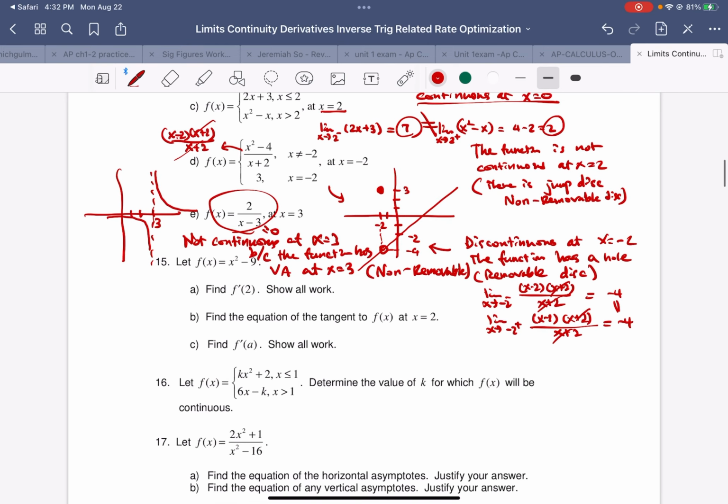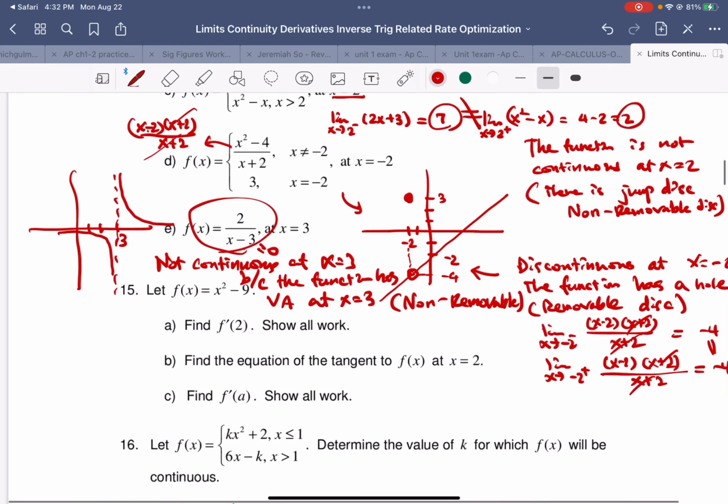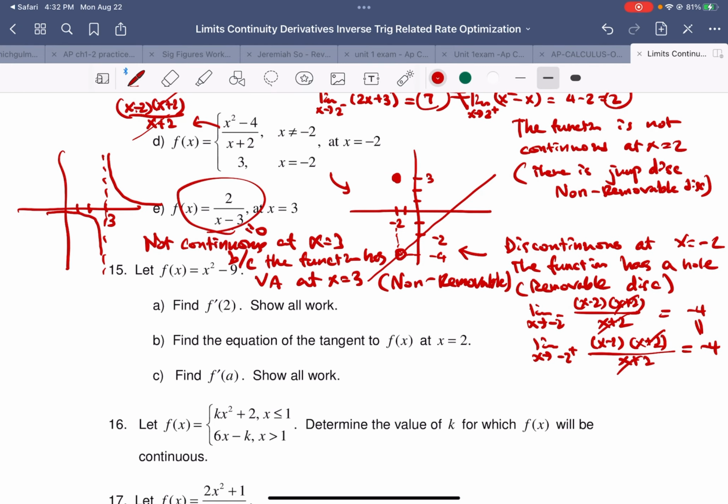All right, now next one, let's go over a little bit about the derivative. Using the power law, when you take the derivative, f prime of x is 2x, right? Using the power law, any constant becomes 0. So what is f prime of 2? You plug it in: 2 times 2 is 4. That's the answer. Now find the equation of the tangent at x equals 2. You need to find the y value first. What is f of 2? You use this one here: 4 minus 9, which is negative 5.